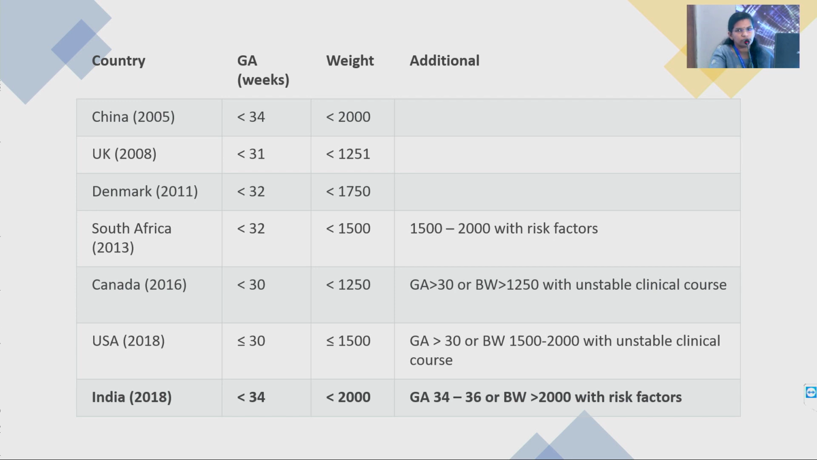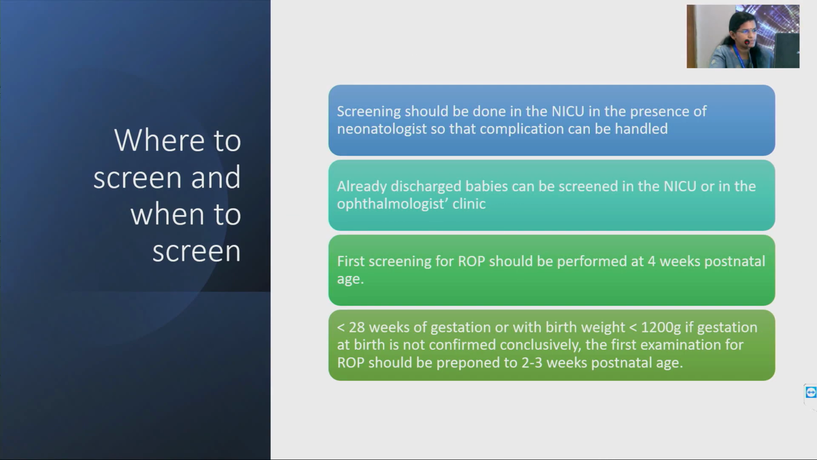When we compare to the screening criteria in other countries, we can see in India it's a little higher limit, 34 weeks and 2000 grams. But in India we have reported ROP which is vision threatening even in slightly older babies.